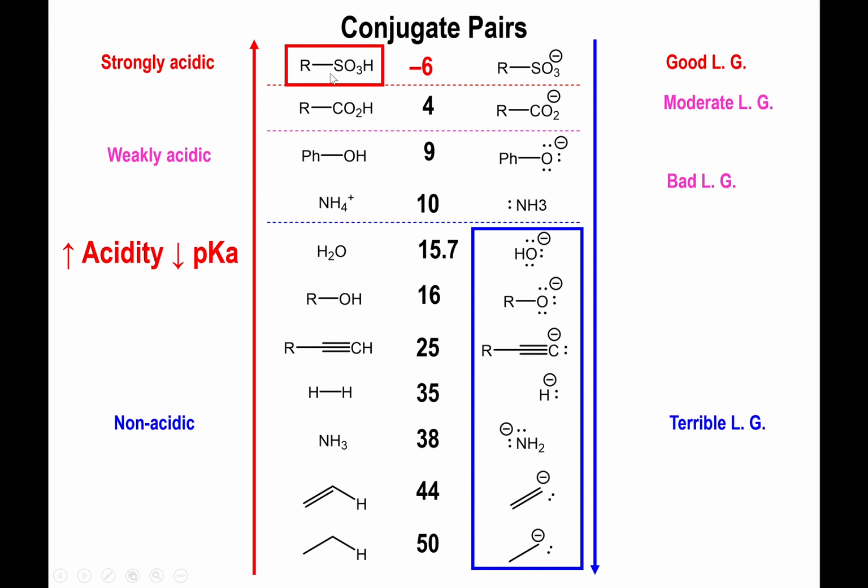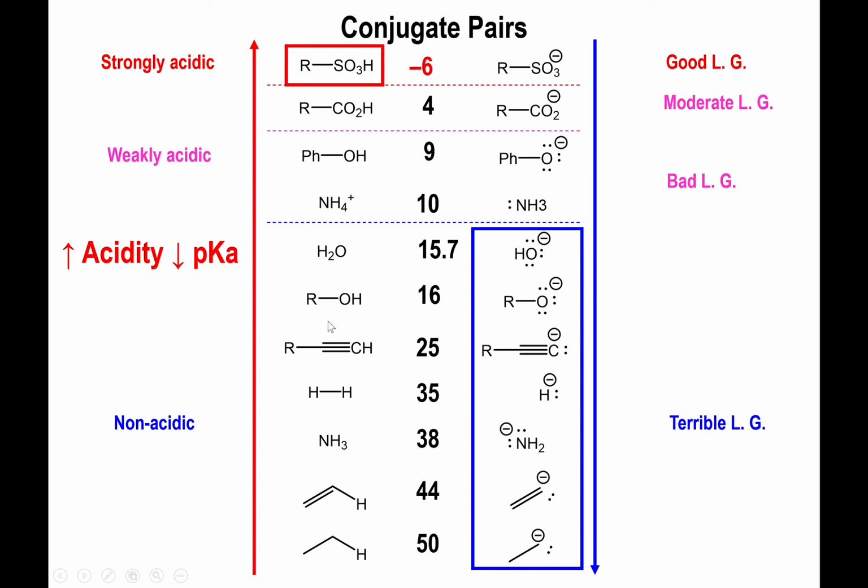On the other hand, as you go further down on the table and the pKa starts getting higher and higher in value, what you end up generating is moderate to bad and eventually horrible leaving groups. Another way to put it is substances that have pKa's greater than water. Looking at the acids, those that have pKa's greater than that of water are considered not acidic. Alcohols are not particularly acidic. Alkynes are not considered to be acidic from the point of view of water. Same thing with dihydrogen, ammonia, alkenes, alkanes.